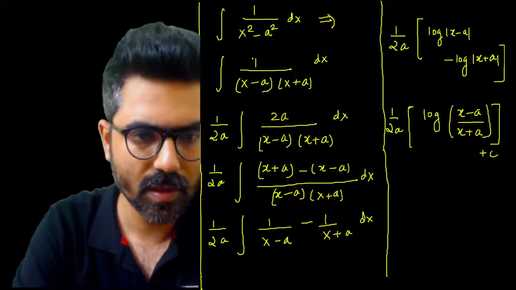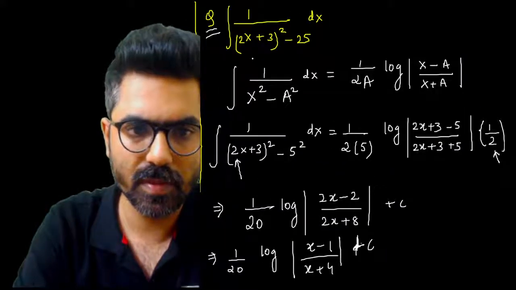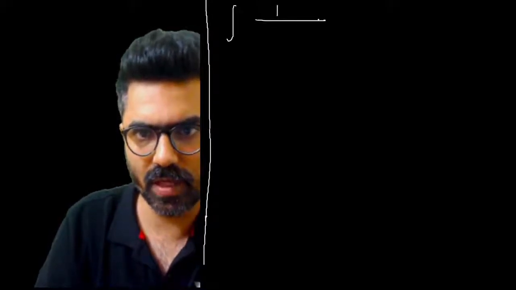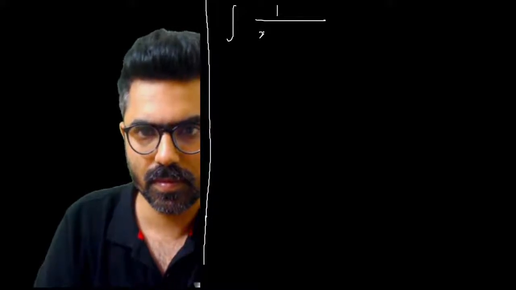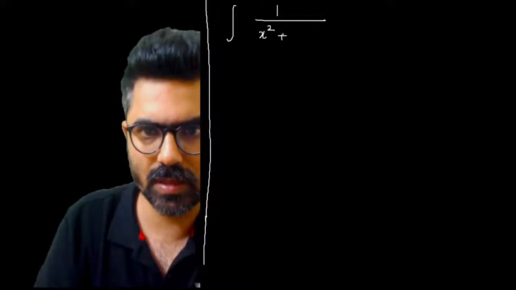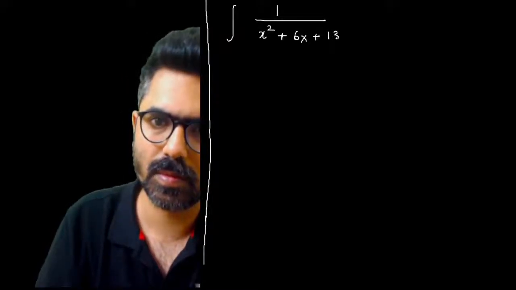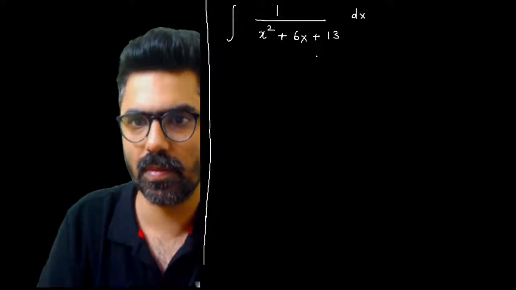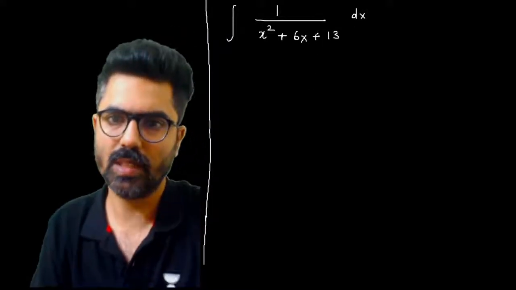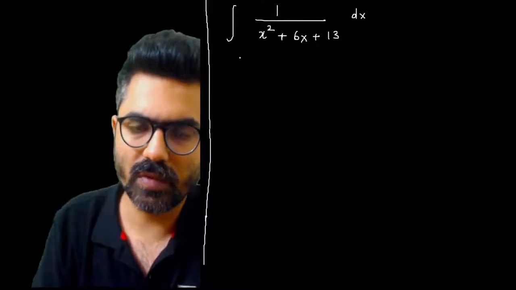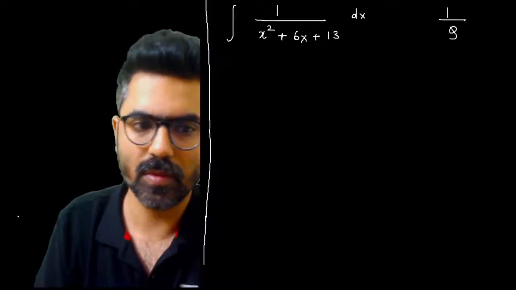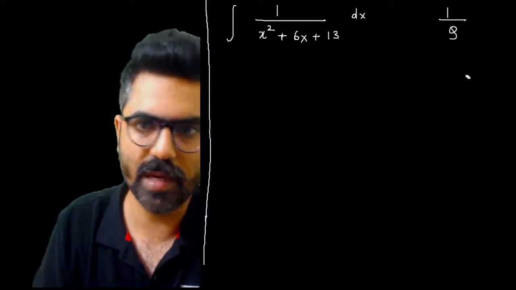Yeah, okay. So let's continue with the next question. Integration of 1 upon x square plus 6x plus 13 dx. Okay, x square plus 6x plus 13. So here we can observe that it is of the type 1 by quadratic.